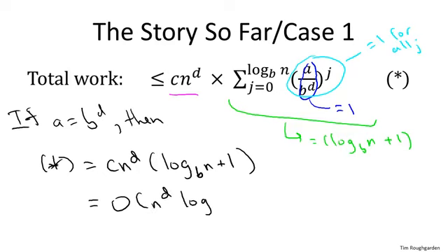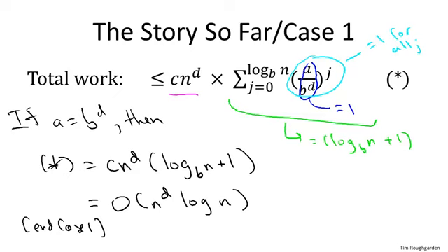Writing this in big O notation, we would write big O of n to the d log n. And again, I'm going to suppress the base of the logarithm. Since all logarithms differ only by a constant factor, we don't have to specify the base. That's just suppressed by the constant hidden in the big O notation. So that's it for case 1. Like I said, this is the easy case.